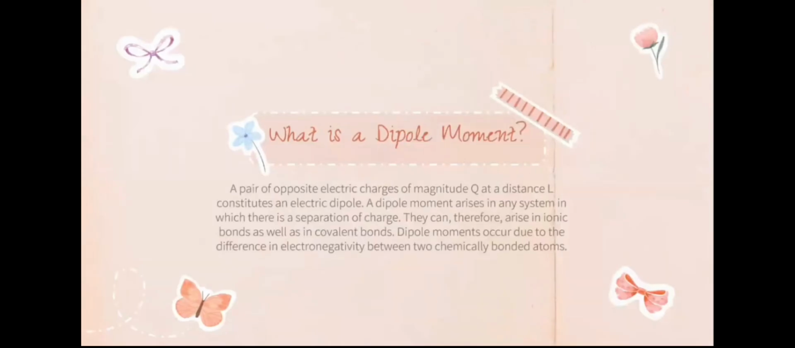A dipole moment is a pair of opposite electric charges of magnitude q at a distance L constitutes an electric dipole. A dipole moment arises in any system in which there is a separation of charge. They can, therefore, arise in ionic bonds as well as in covalent bonds. Dipole moments occur due to the difference in electronegativity between two chemically bonded atoms.